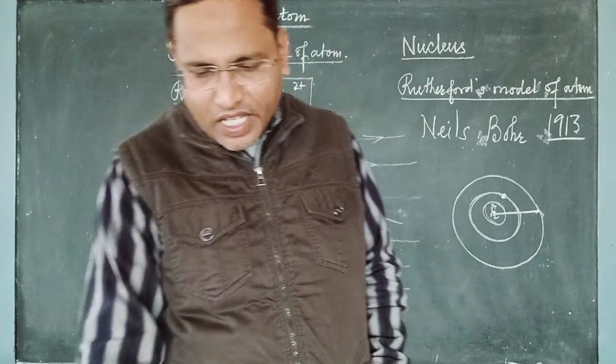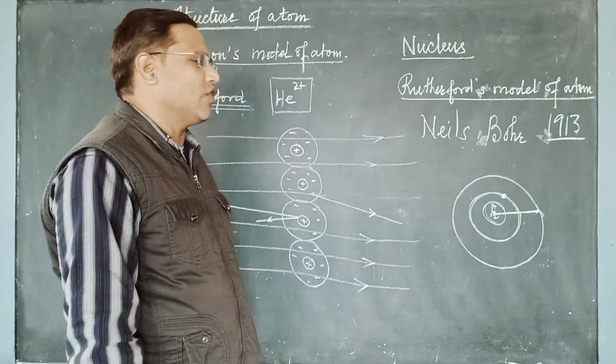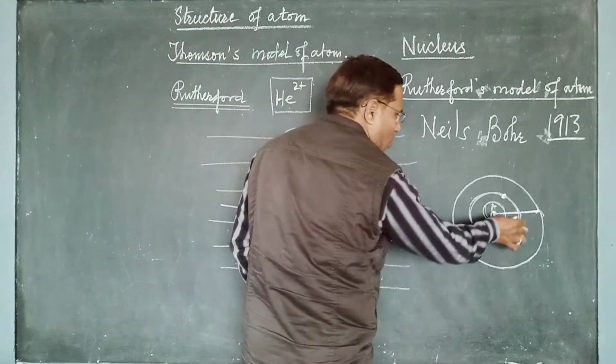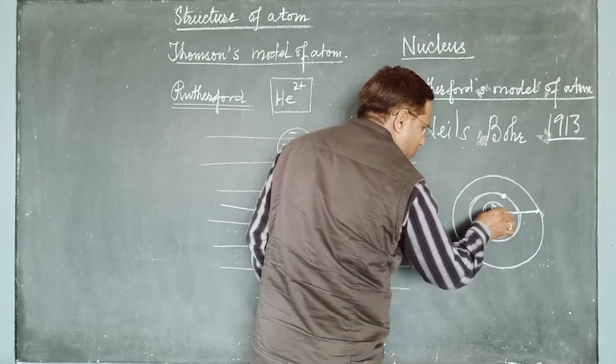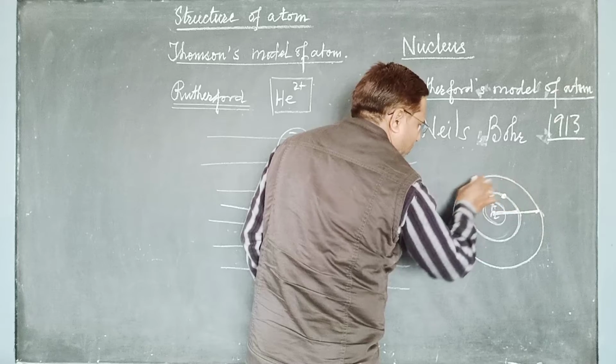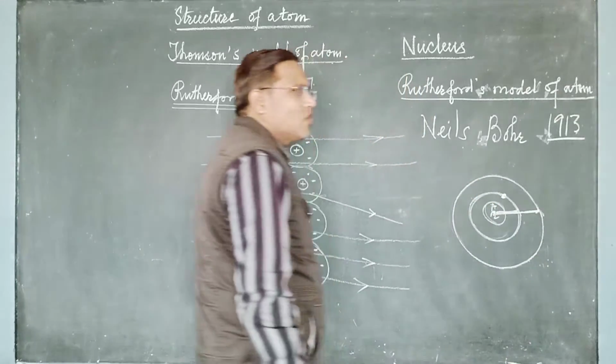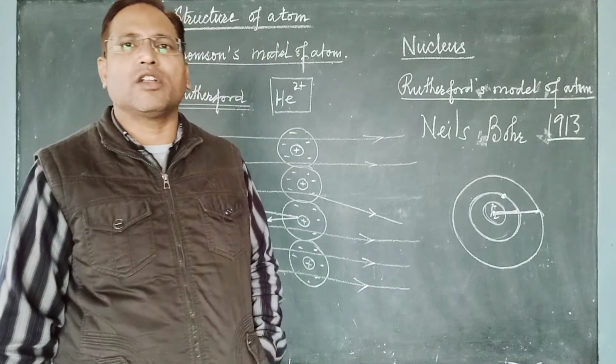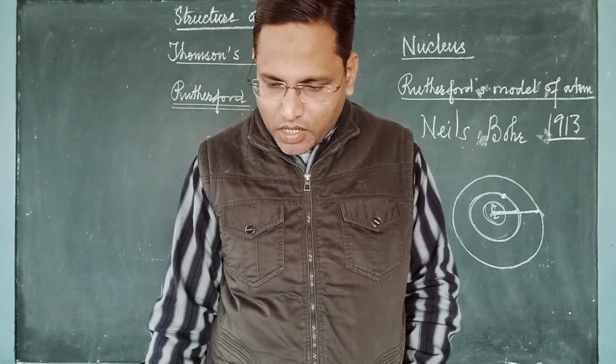And he told that each orbit has a different radius. This one has this radius. For this orbit, the radius has changed. So each orbit has a different radius.